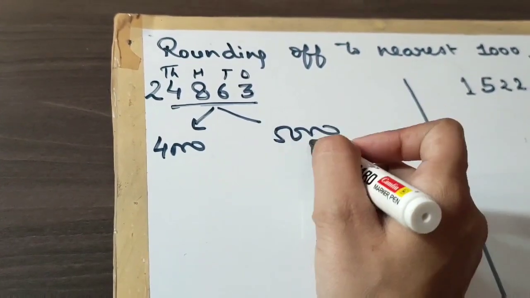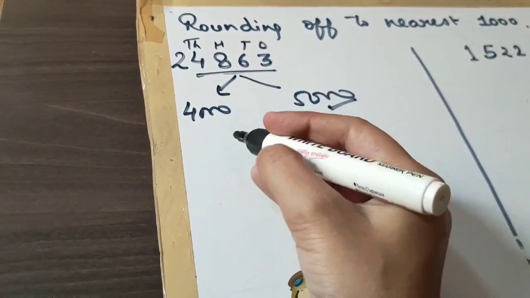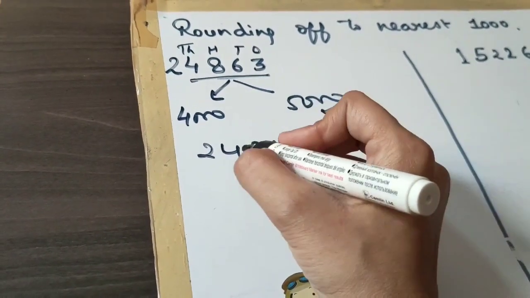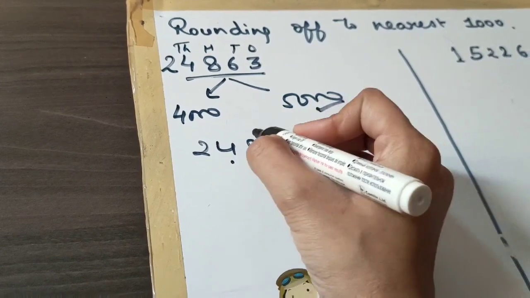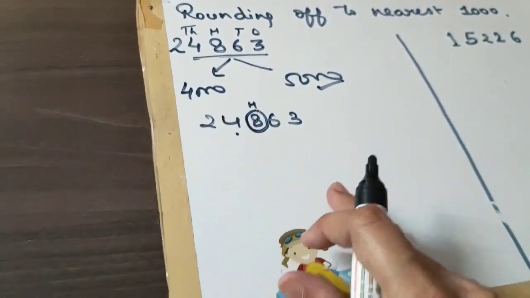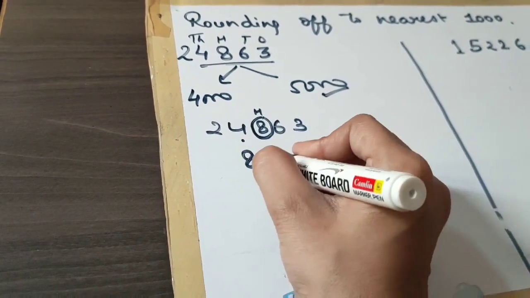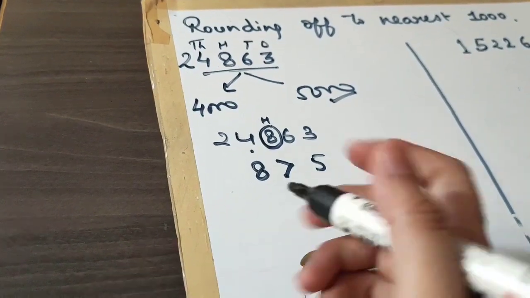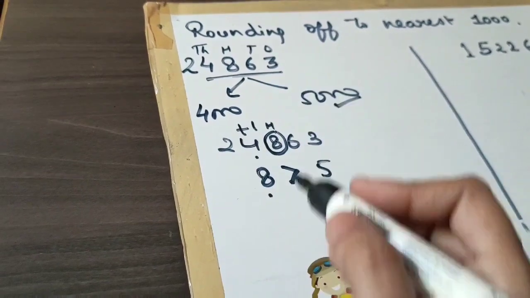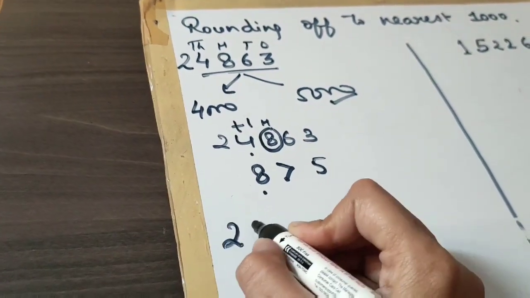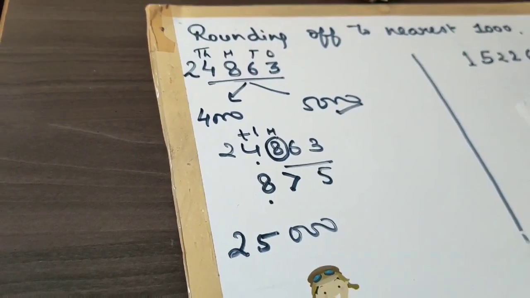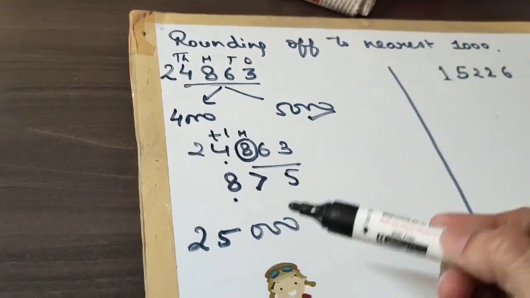Now is it near to 4000 or 5000? 4863. It's near to 5000. Now how to solve? 24863. Whenever we have to round off to 1000 place, we will check which number? The right place, that is the 100 place. 8 is greater than 5. So 8 has the ability to push one number, so here it will be plus 1. So this is 25, and these 3 digits will be 0 because we are rounding off to 1000, so there will be 3 zeros.